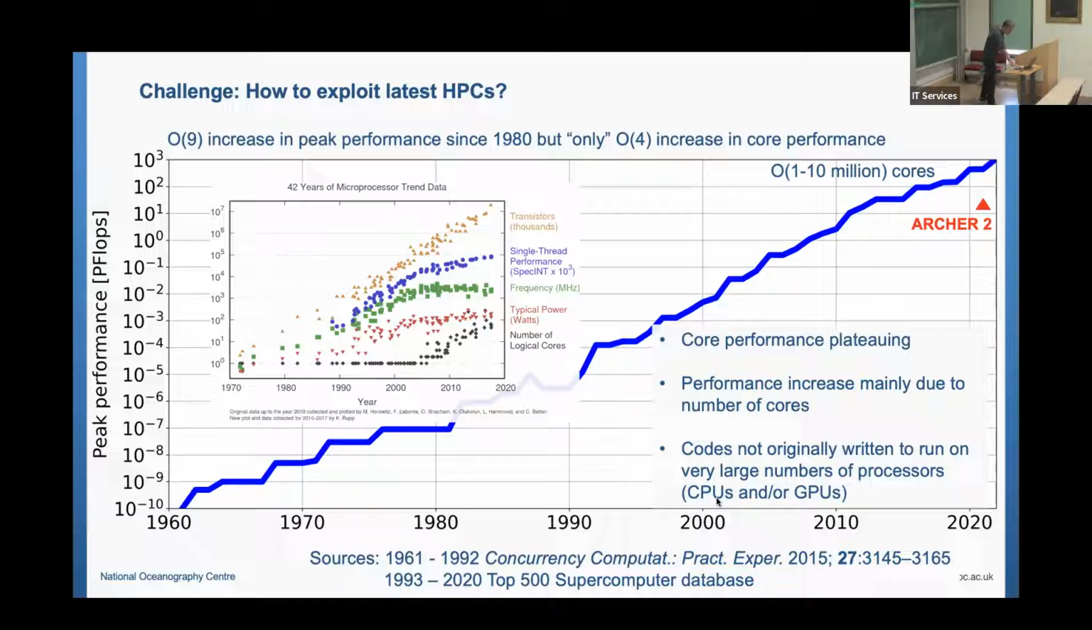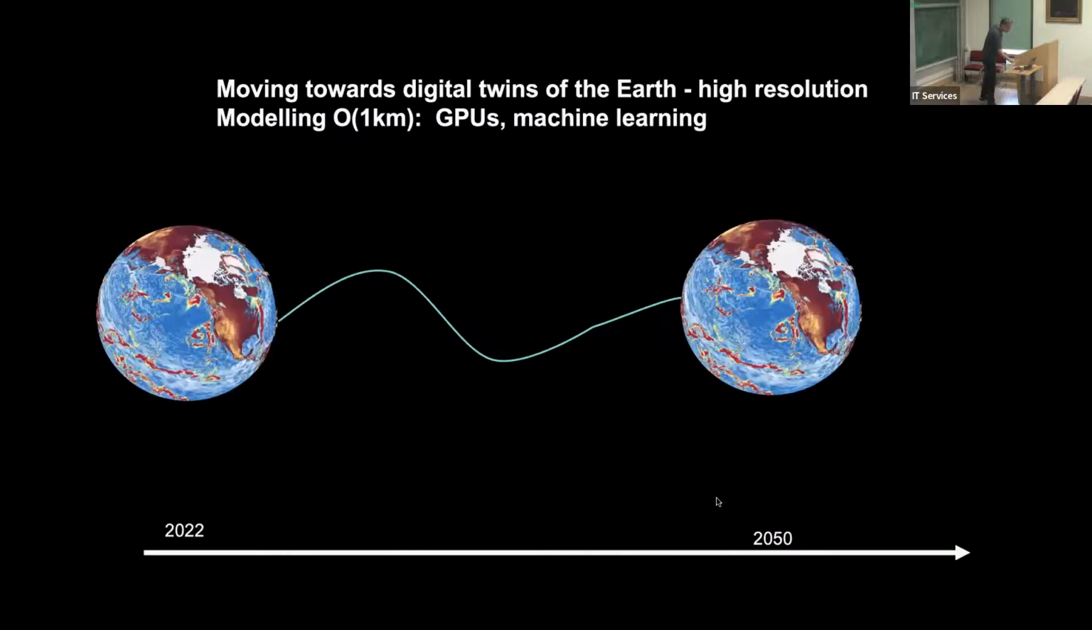Now, moving towards the last part of my talk, a few thoughts about machine learning. Something that has come up quite a lot in our community, and perhaps in news as well, you may have heard about moving towards digital twins of the Earth, having a digital twin of the Earth.